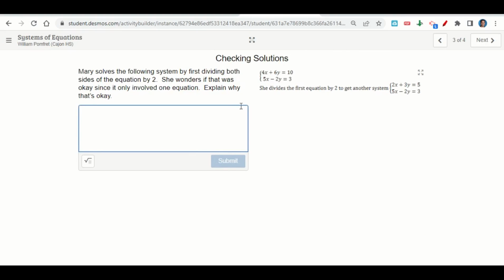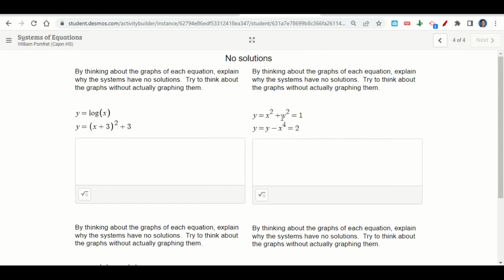So now it gives a scenario about Mary, how she solves this system of equations, and it asks, is it okay what she did? So you're just going to look at her steps and then decide whether it's okay what she did, and then give a reason why. Then we'll go to the next one.